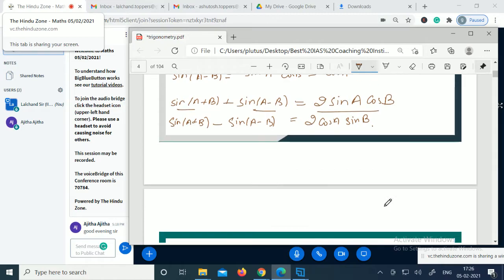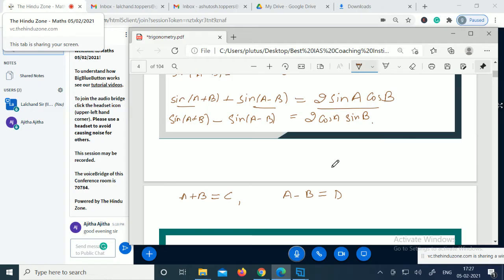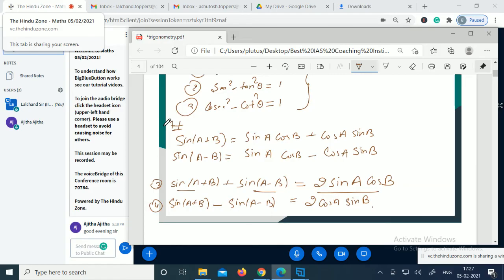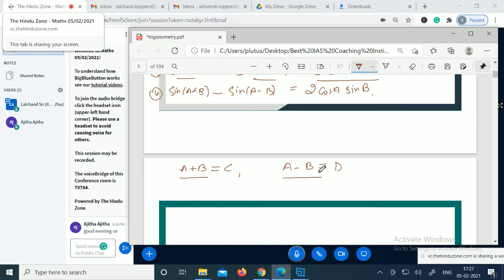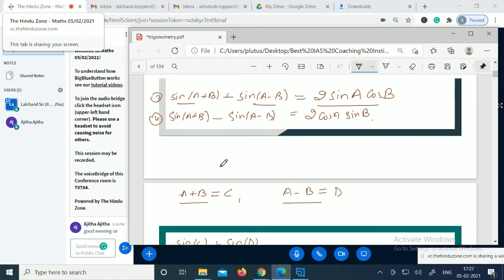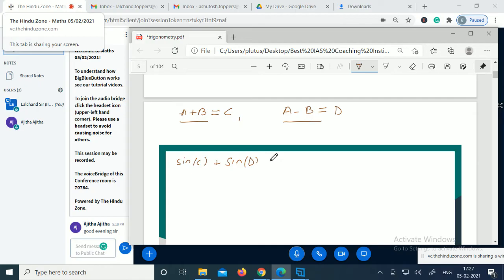If I put A plus B equal to a new angle C, and A minus B equal to some new angle D, in these equations, the third and fourth equations, first and second. If I put this notation in the third equation, it will be sine C plus sine D, with A plus B equal to C and A minus B equal to D.